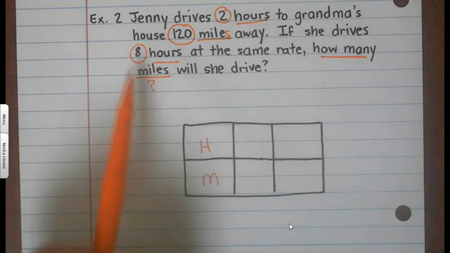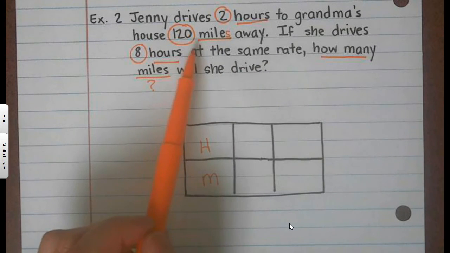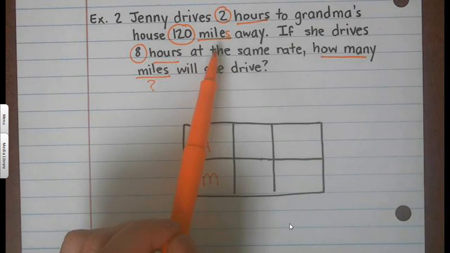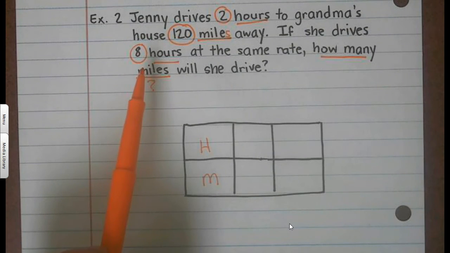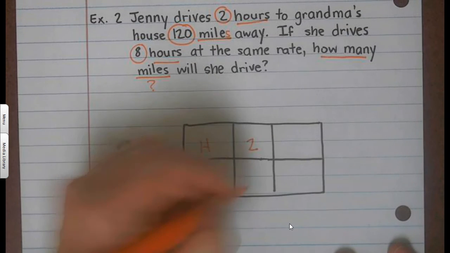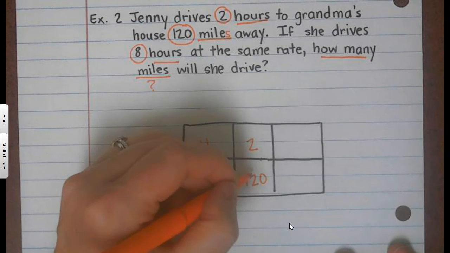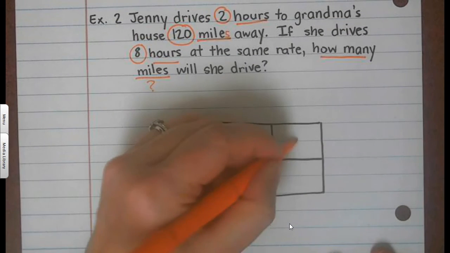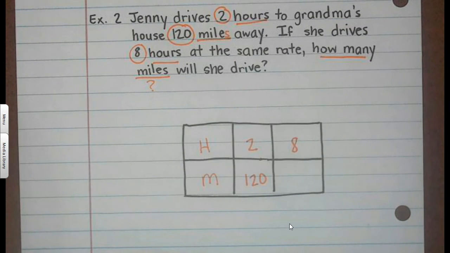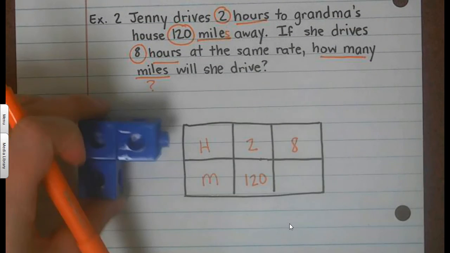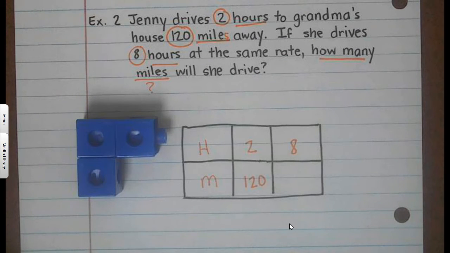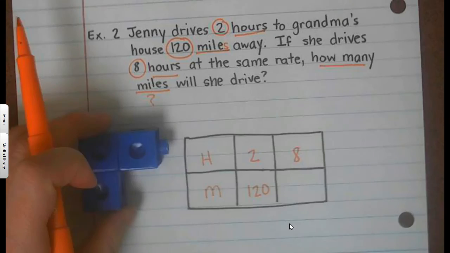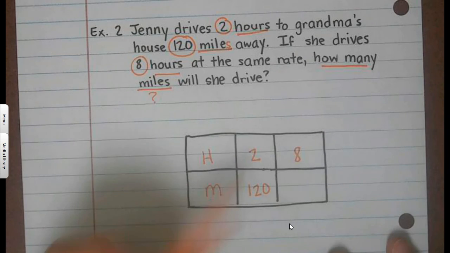We've got 2 sentences here. So 2 and 120 are both in the same sentence. 8 is in a completely different sentence. So 2 and 120 go together in that first column. And then 8 is going to go over here because it's 8 hours, not 8 miles. Okay, so again, our numbers are in an L shape, but it's turned a different direction this time. But we're still always looking for the one in the corner. So in this case, our corner number is 2.